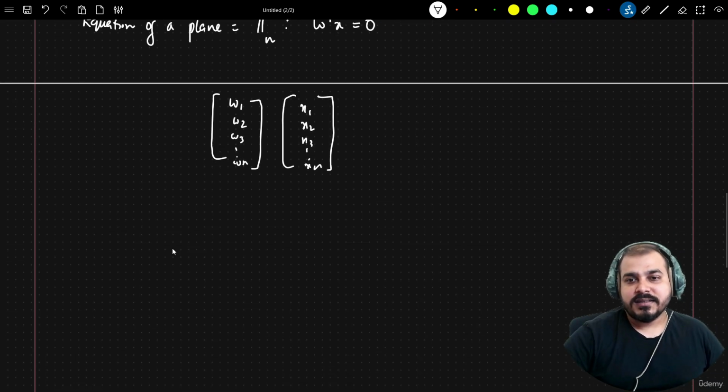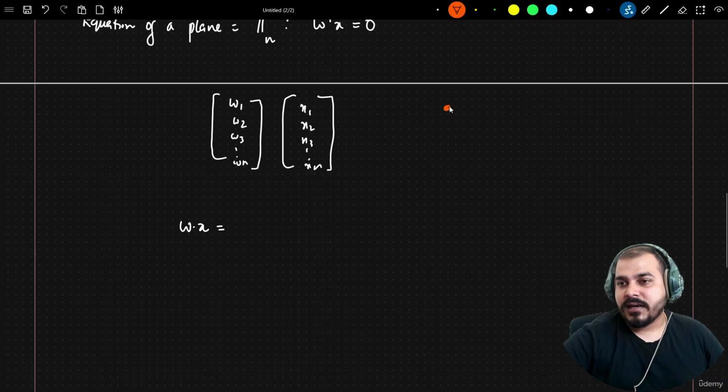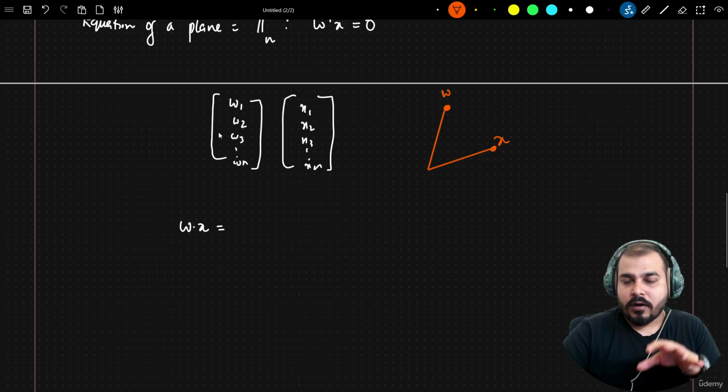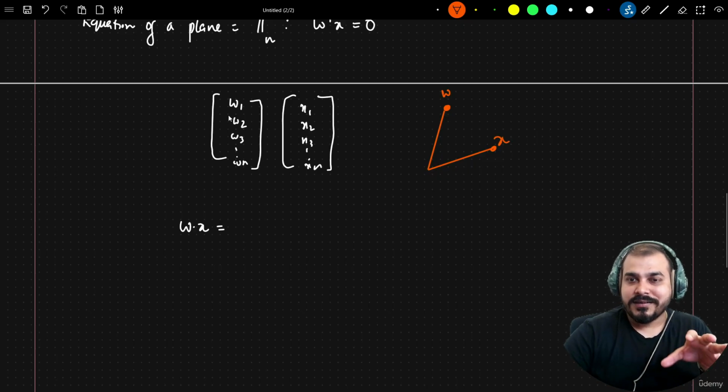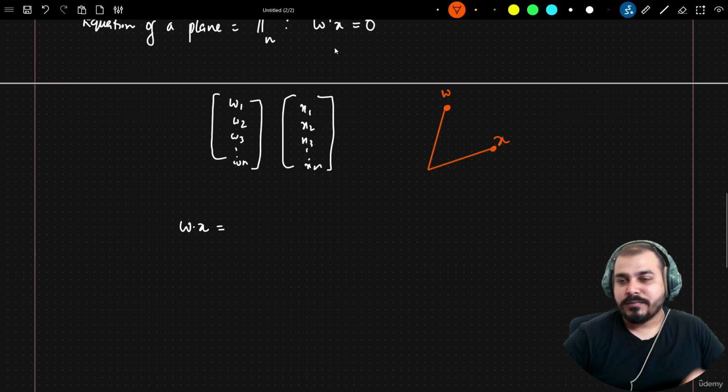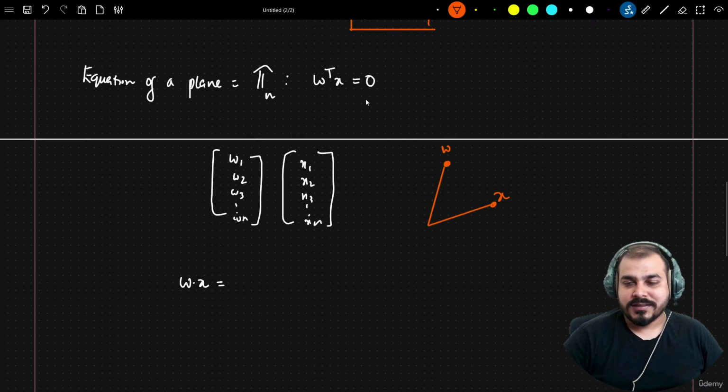Now forget about the equation of a plane, guys. In this particular case, let's consider w multiplied by x. Let's consider that these are my two vectors, this is my w and x, okay? And because over here we have considered some values, here we are basically doing some matrix multiplication, w transpose x is equal to 0.